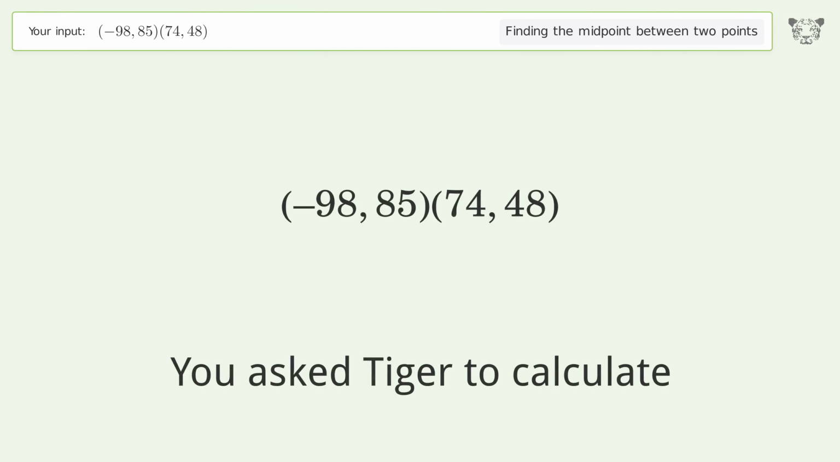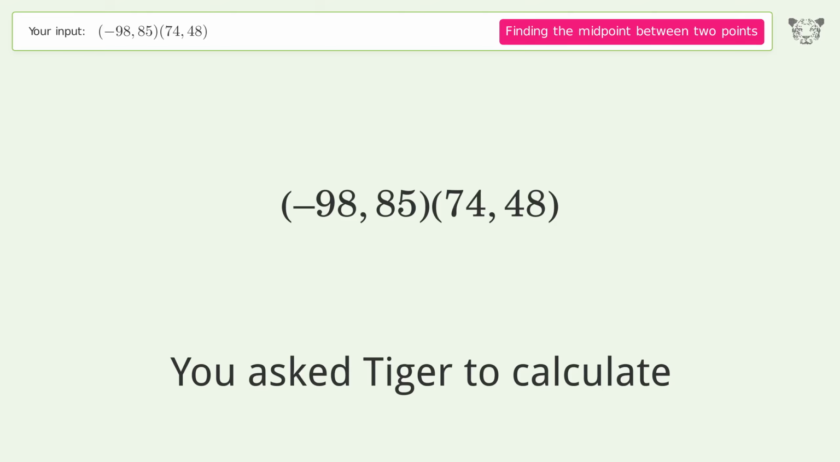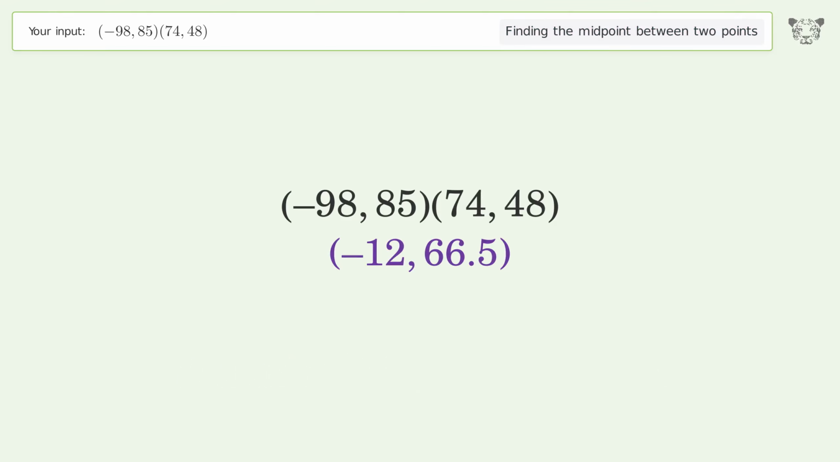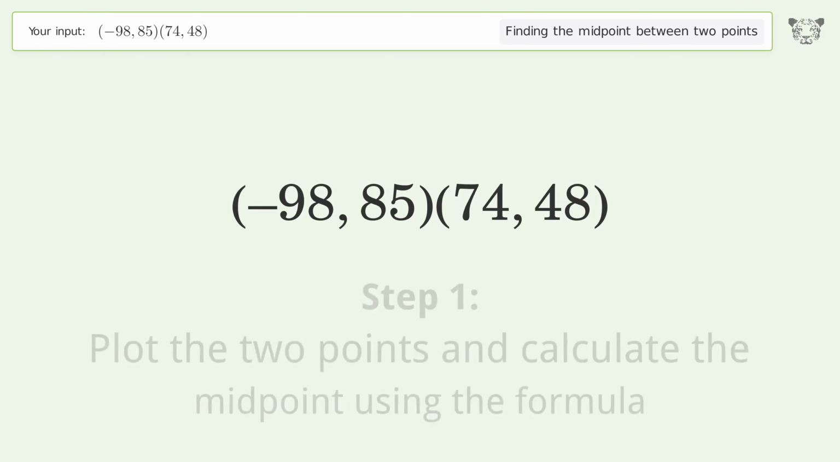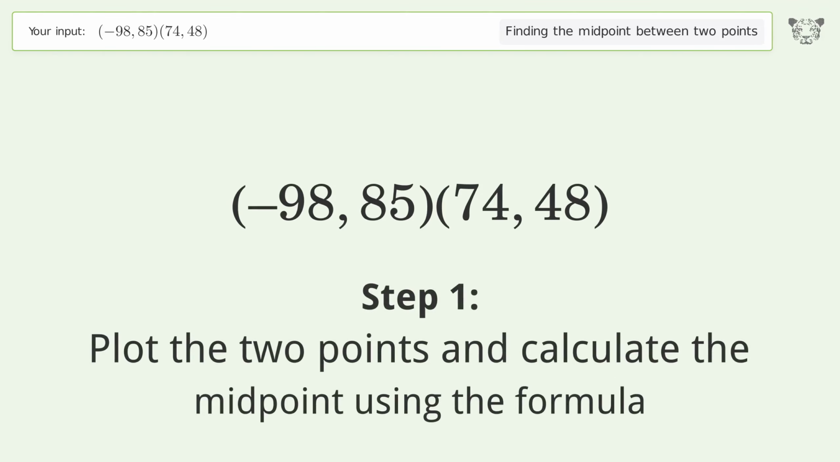You ask Tiger to calculate. This deals with finding the midpoint between 2 points. The midpoint between the 2 points is -12, 66.5. Let's solve it step by step. Plot the 2 points and calculate the midpoint using the formula.